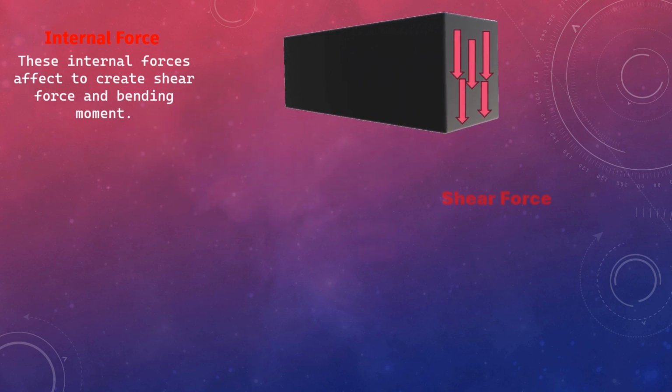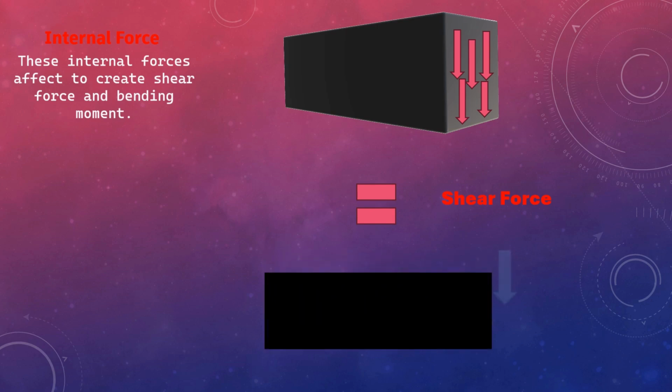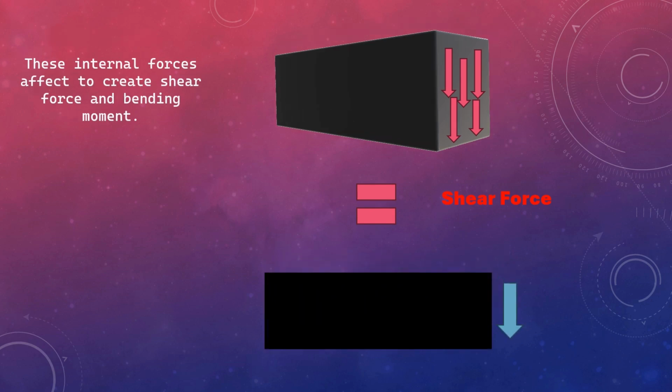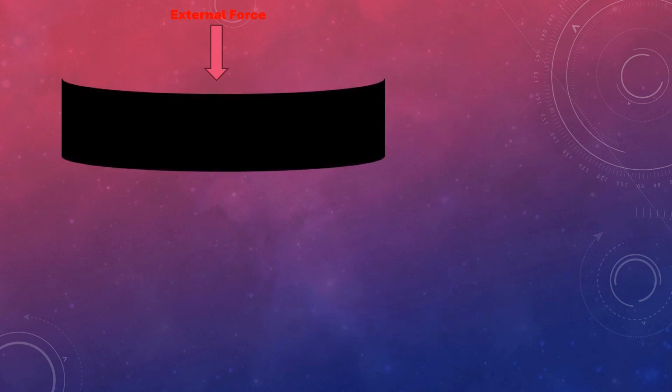These forces are generated everywhere in the beam in the vertical direction, and it is called a shear force. And the other internal forces are normal forces, which are oriented along the axis of the beam.